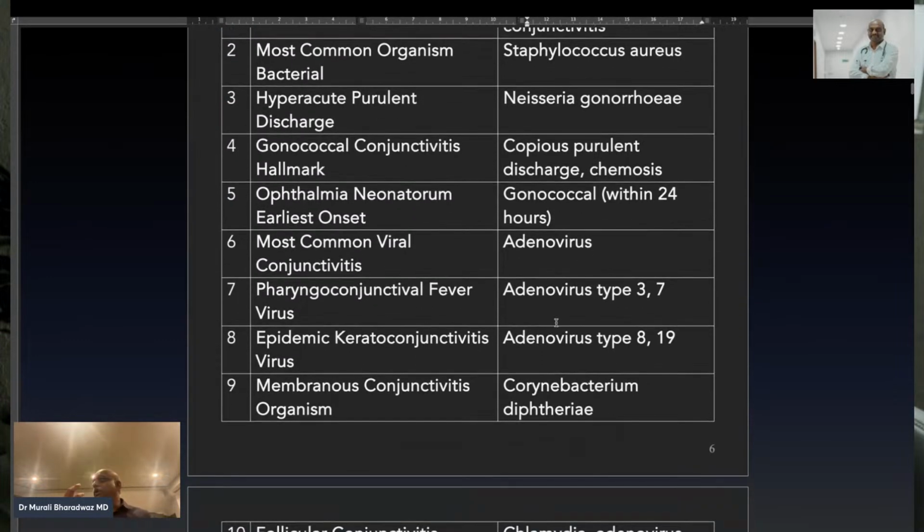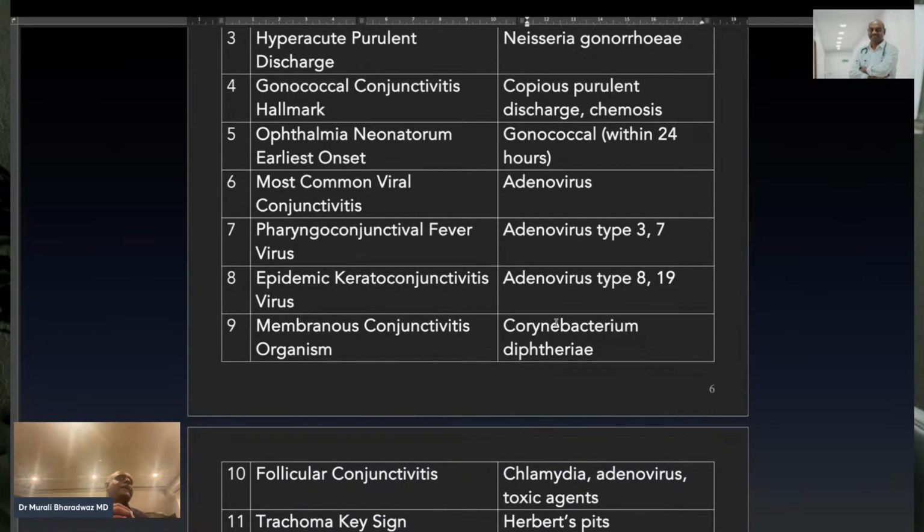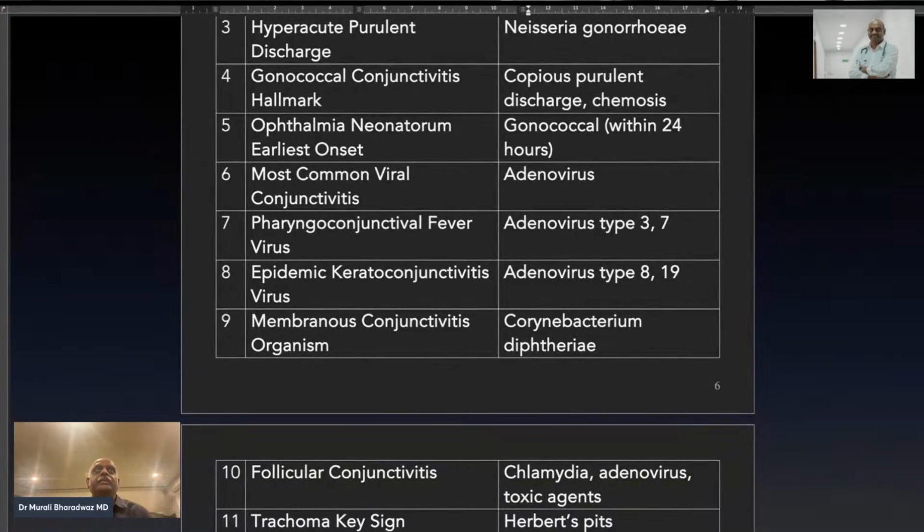And hyperacute purulent conjunctivitis is Neisseria gonorrhoeae. Copious purulent discharge along with chemosis. Chemosis and edema of the cornea is what you typically come across.